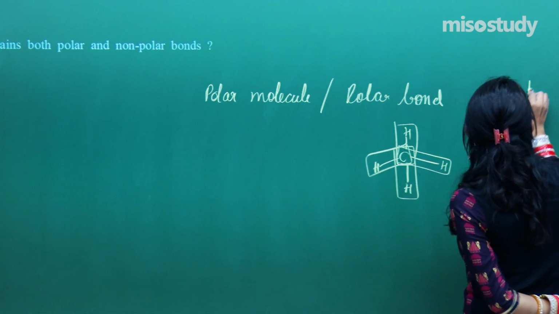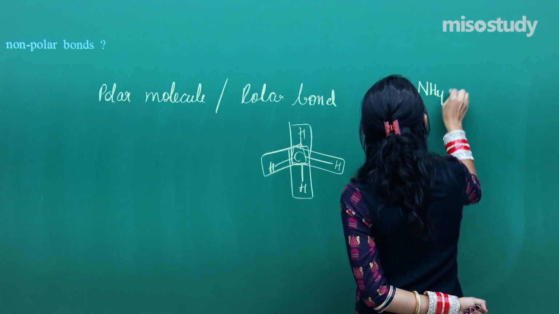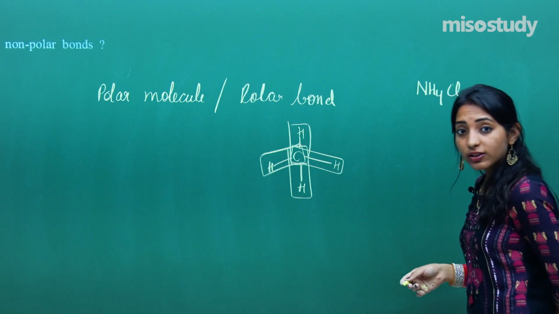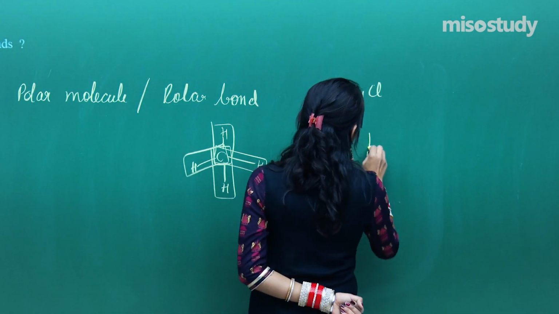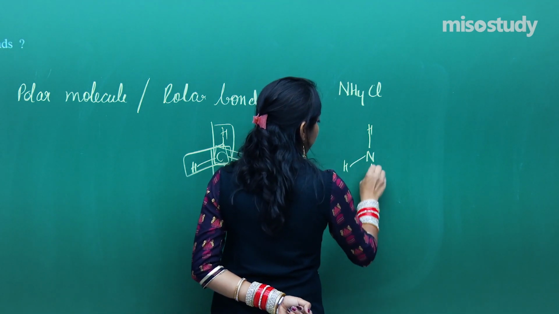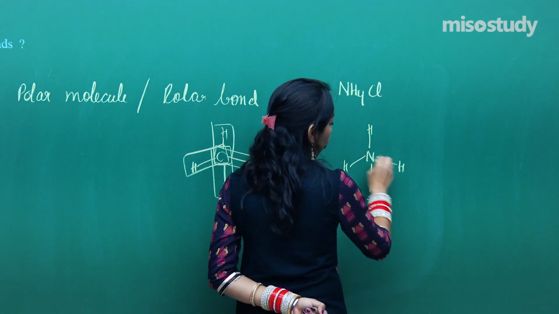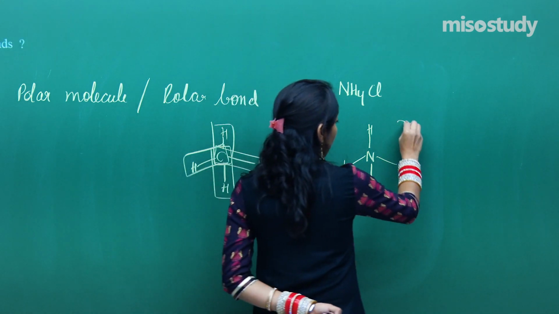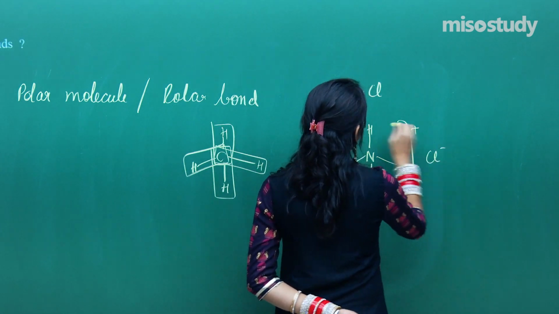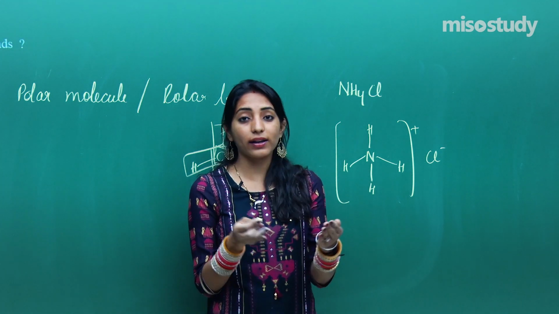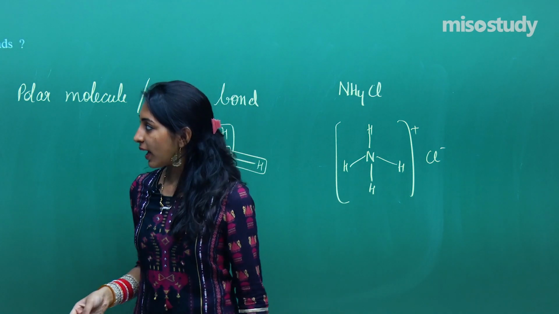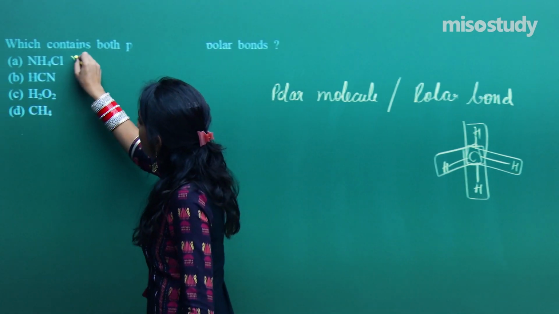First is NH4Cl. So both a polar bond and a non-polar bond are necessary. In N-H, there is a difference in electronegativity of N and H. So all polar bonds are there, and there is an ionic bond, but I cannot see any non-polar bond. A non-polar bond will be formed when 2 atoms are the same. So NH4Cl cannot be our option.